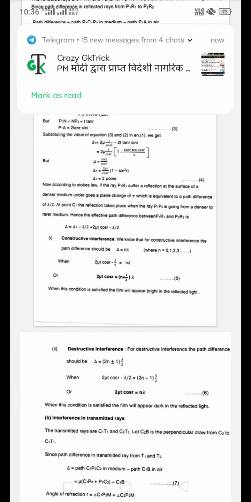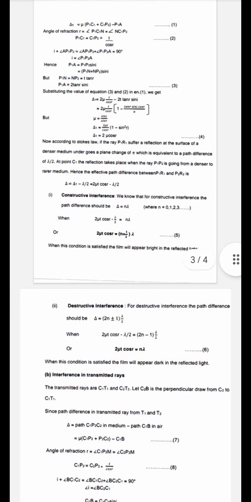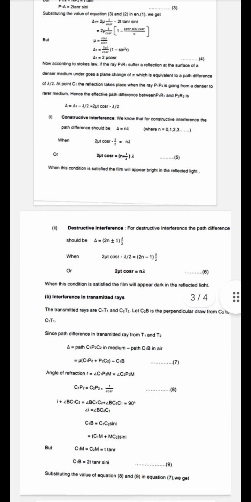So, as we calculated the path difference as well as the phase difference, let us come to the condition of constructive interference in the thin film. For constructive interference, the path difference should be an integral multiple of lambda, meaning 2 mu t cos r minus lambda by 2 is equal to n lambda, where n is a whole number, meaning 2 mu t cos r is equal to (2n plus 1) lambda by 2. This is the condition for the film to appear bright in the reflected system.